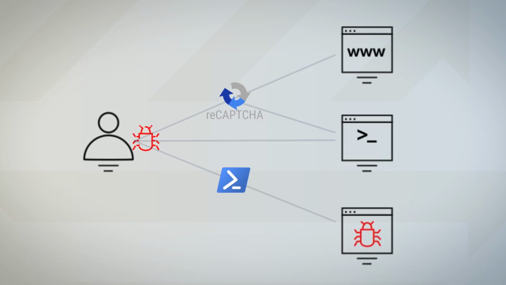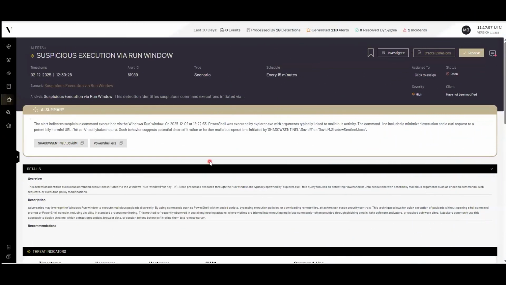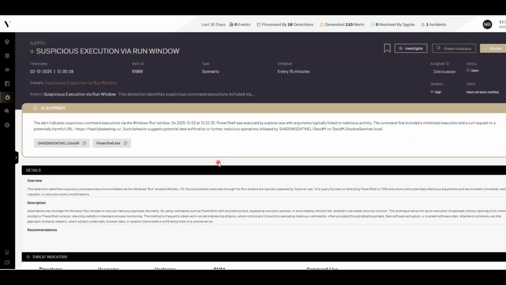This is where Velocity's detection capabilities come into play. Velocity generated an alert titled Suspicious Execution via Run Window. Included is an AI summary that explains why this activity stands out.